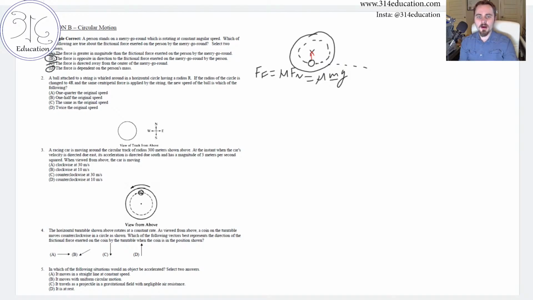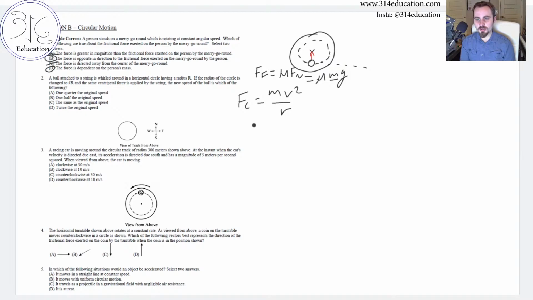Cool. So number 2, we've got a ball attached to a string is whirled around in a horizontal circle having a radius r. The radius of the circle is changed to 4r, and the same centripetal force is applied by the string. The new speed of the ball is which of the following? So we have the same centripetal force. In the first case was just mv squared over r.